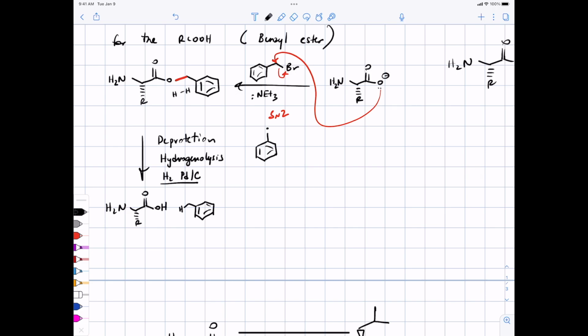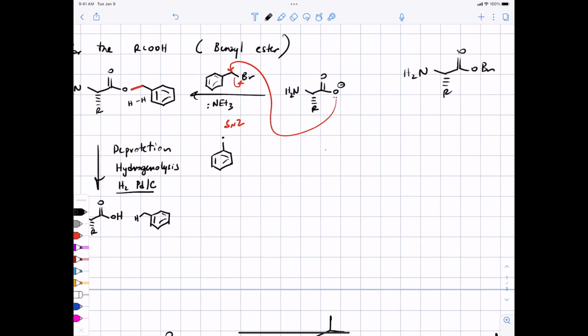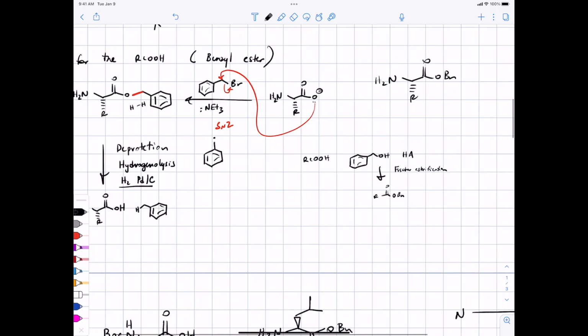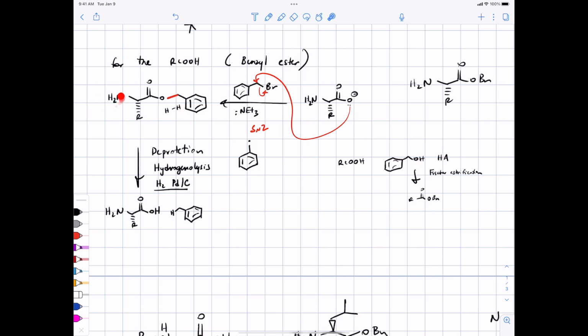You could also have done that using benzyl alcohol. Sorry. So I'll just abbreviate that here. A carboxylic acid, benzyl alcohol, and acid catalyst. This is basically Fischer esterification conditions. And that works just as well. Naturally, if you wanted to benzyl protect an alcohol that already had a Boc group on it, acidic conditions is a terrible idea because you're going to deprotect your nitrogen.